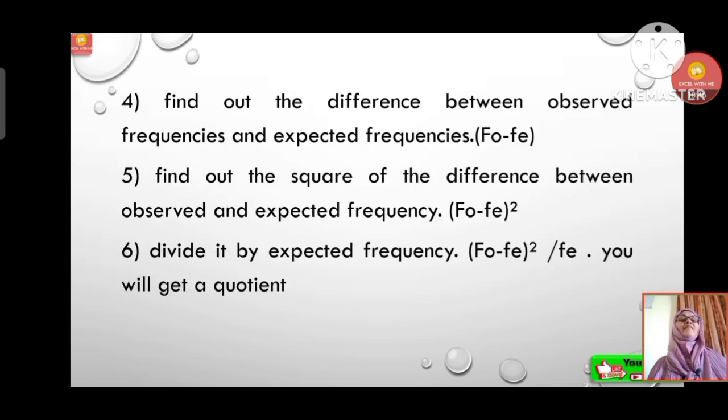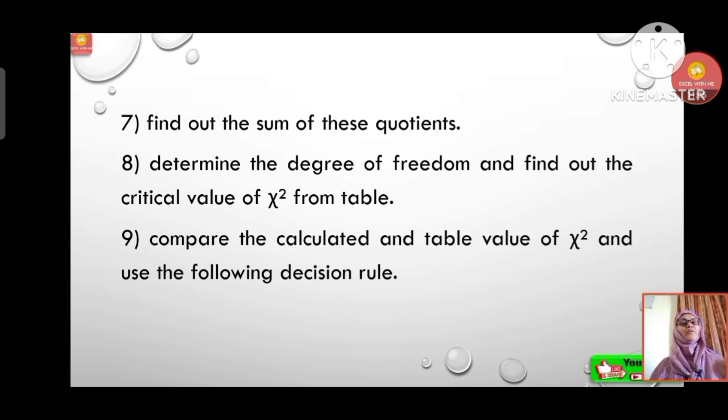Find out the difference between observed frequencies and expected frequencies, that is FO minus FE. Find out the square of the difference between observed and expected frequency, FO minus FE whole square, divided by expected frequency. Again, you will get a quotient. Find out the sum of these quotients, determine the degree of freedom and find out the critical value of chi-square from table. Generally tables are given to find out the critical values. Compare the calculated and table value of chi-square and use the following decision rule.